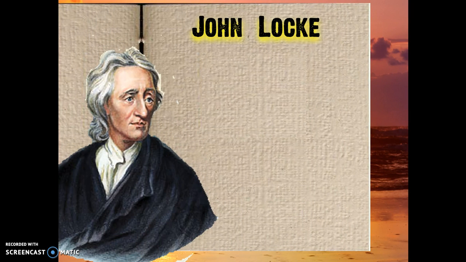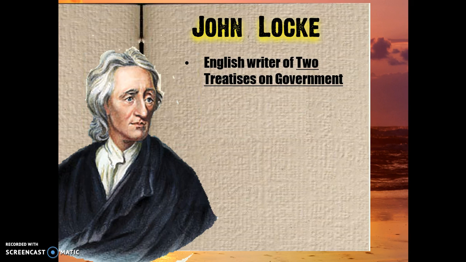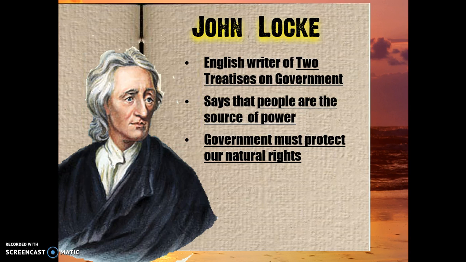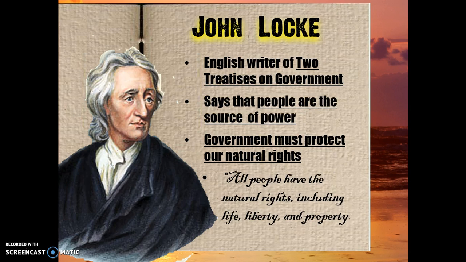John Locke, probably the most influential Enlightenment thinker for Thomas Jefferson, our founding father. He was an English writer of a book titled Two Treatises on Government. In it, he says that people are the source of power. In other words, people allow themselves to be governed, and if they choose, they can change that government. The government's job, according to Locke, is to protect their citizens' God-given rights. And he said, all people have the natural rights, including life, liberty, and property. In other words, nobody can take away your life, nobody can take away your freedom, and no one can take away your stuff.